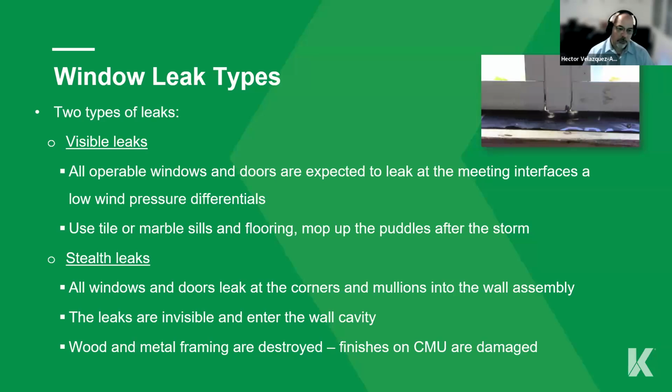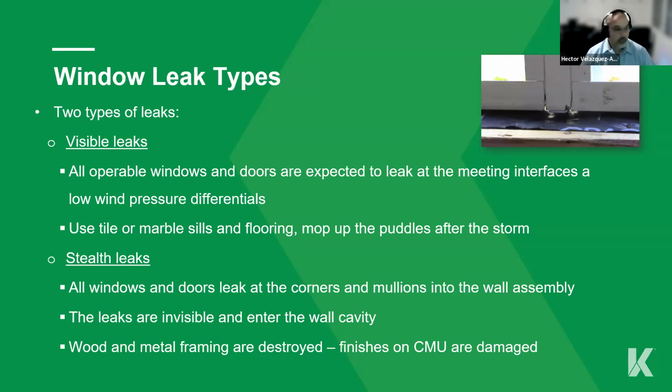Stealth leaks are a little bit more complicated. All windows and doors leak at the corners and mullions into the wall assembly. The leaks are not visible and enter the wall cavity. On wood and metal framing, they are destroyed. Finishes on CMU are damaged.